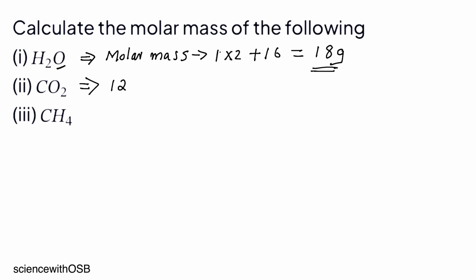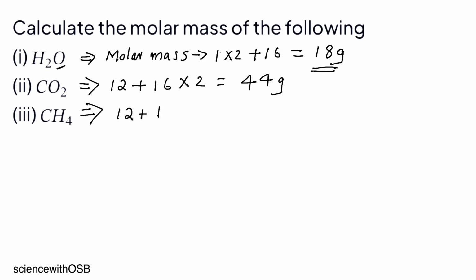Carbon 12, right? Only one carbon is there. Oxygen 16. Atomic mass is 16. And how many oxygen? 2. So on adding what you will get? 44 gram. Okay. And regarding methane, CH4, carbon 12.